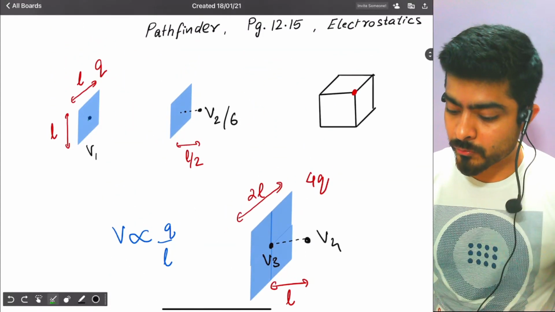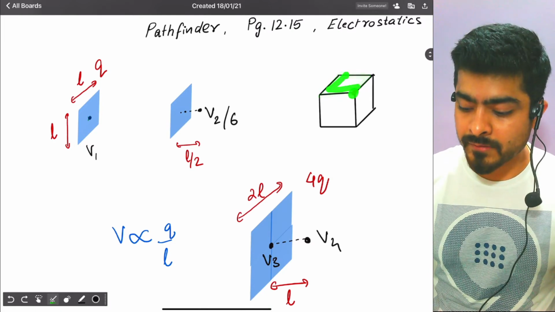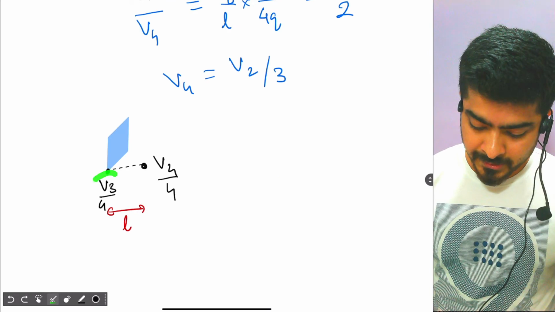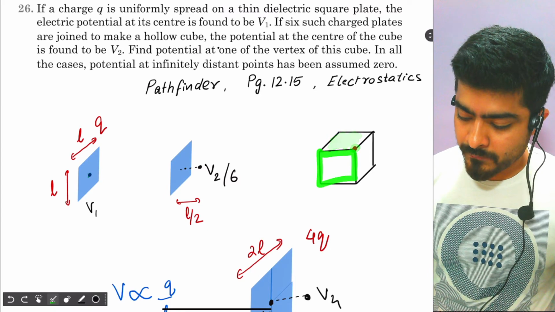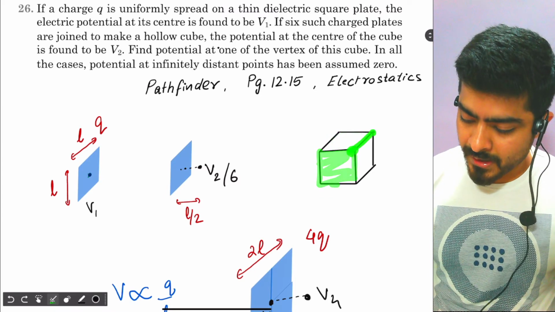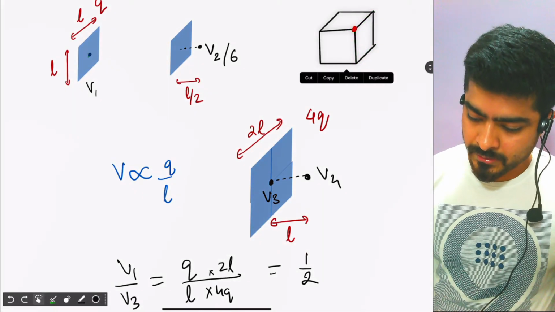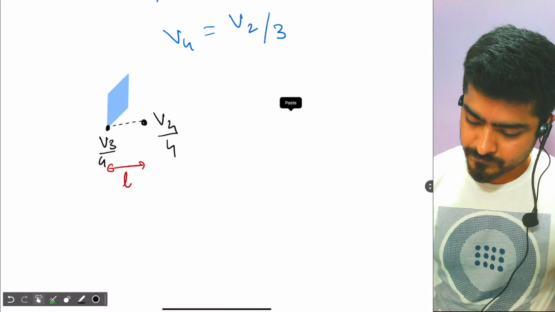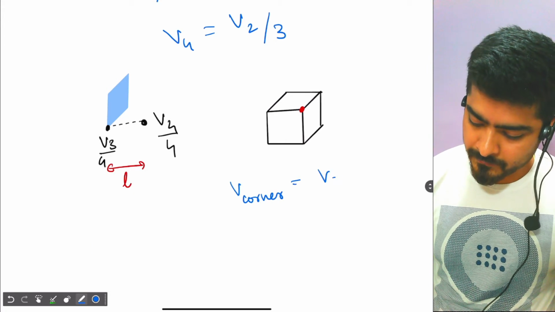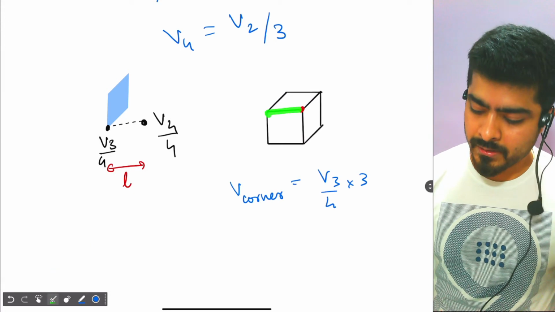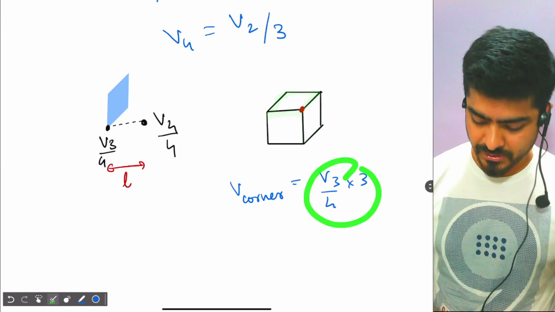So coming back to the cube, we want to find the potential at the corner of this plate. So potential at the corner of this plate is V3 by 4. This plate will also create potential over here V3 by 4. And this plate will also create the potential over here V3 by 4. So let's copy this cube and separate. So the potential at the corner will be V3 by 4 multiplied by 3. These three adjacent faces will create this much potential.